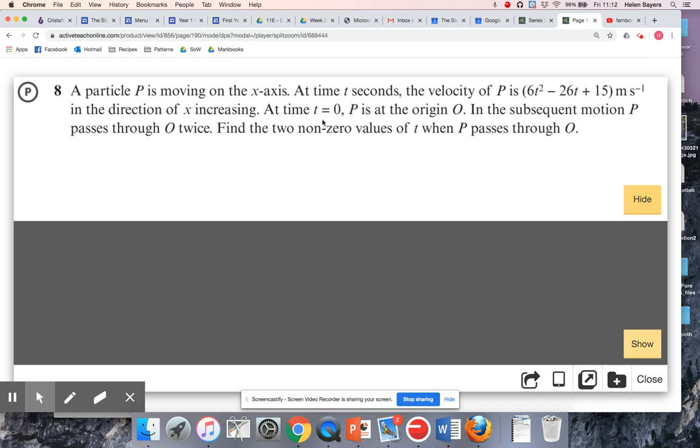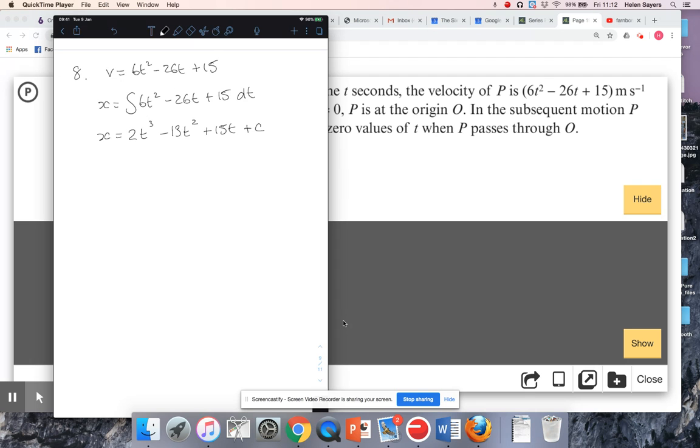So when t is 0, P is at the origin. So when t is 0, x is 0, so 0 minus 0 plus 0 plus c. So c does work out to be 0, but you do need to acknowledge that in your working.